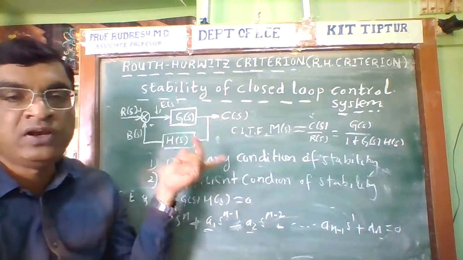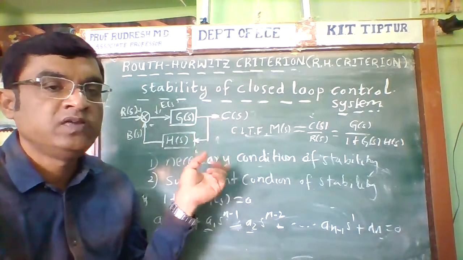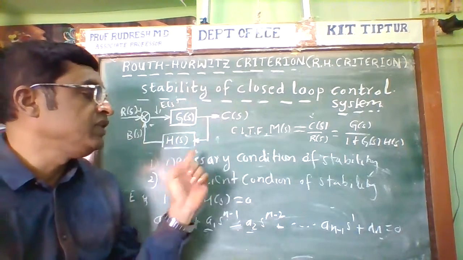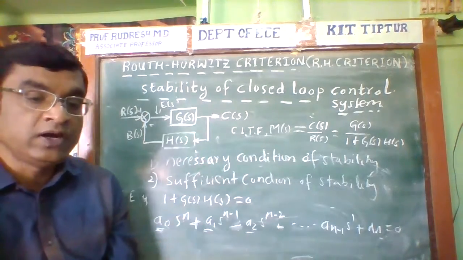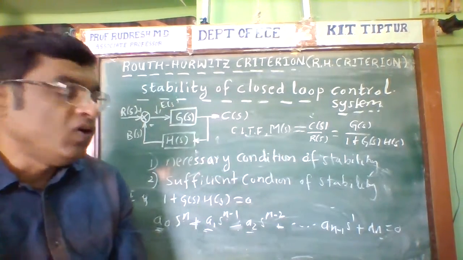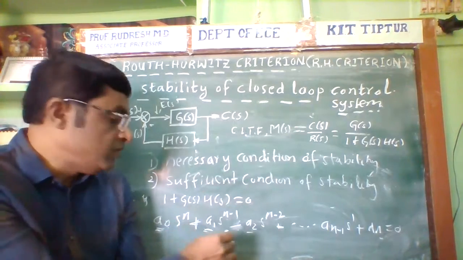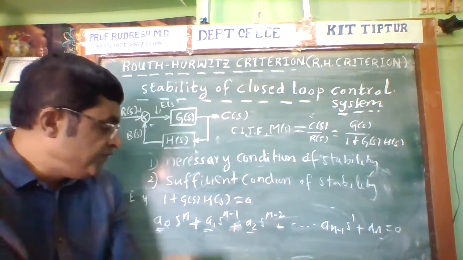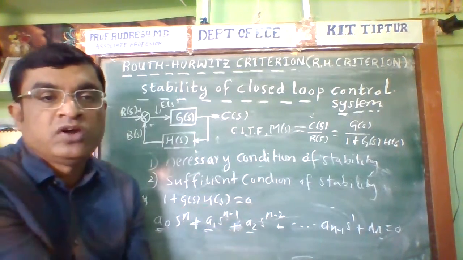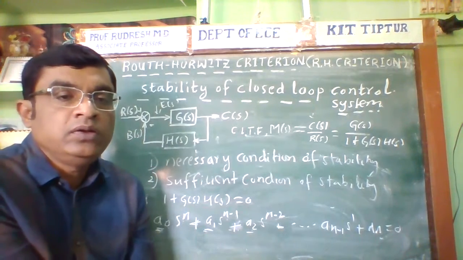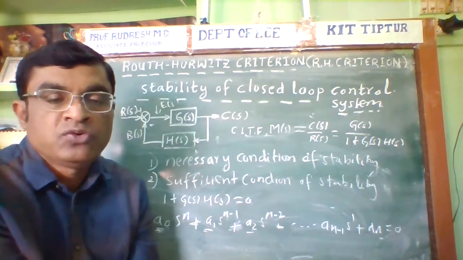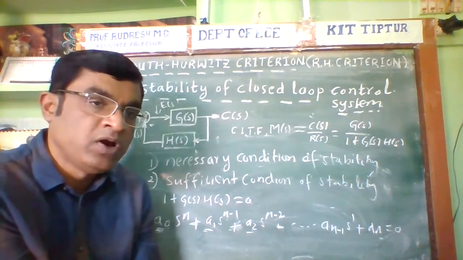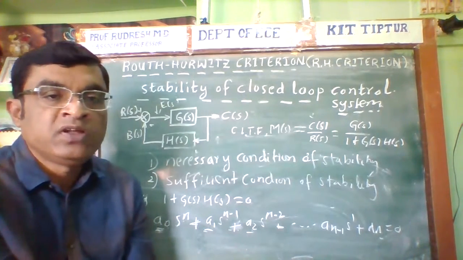The first step in analyzing the stability by using the RH criteria is to verify the necessary condition of stability. The necessary condition is that all the coefficients of the characteristic equation must be positive. If the coefficients are positive, the roots automatically have negative real parts, that is, negative real roots, or complex roots with negative real part.